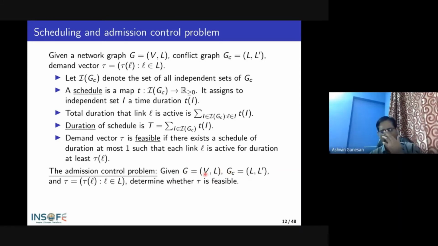So this extra information G is extraneous, but in many problems, GC is obtained from G in a very particular manner. For example, under the primary interference model, GC is the line graph of G. In that case, it's convenient to express your results and do your analysis on the network graph G itself. Sort of like if you want to color the edges of the graph, you might want to work with the graph itself and color its edges, rather than color the vertices of the line graph, right? The conflict graph would be the line graph, and instead of coloring the vertices of the line graph, you might want to just color the edges of the graph itself.